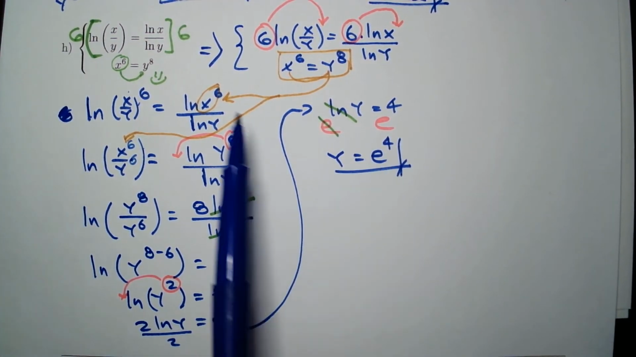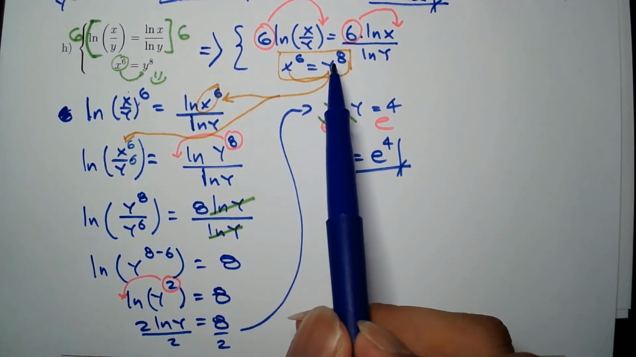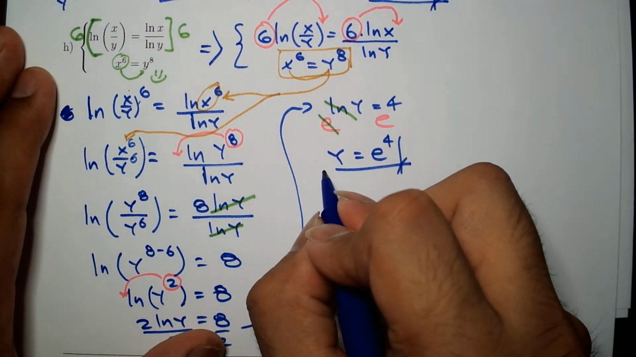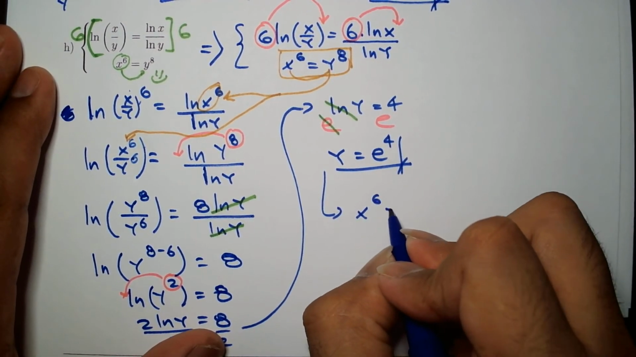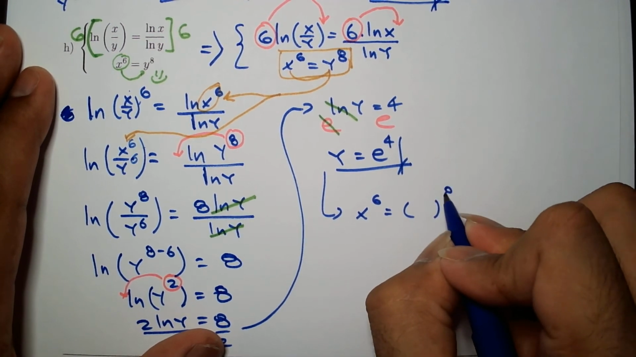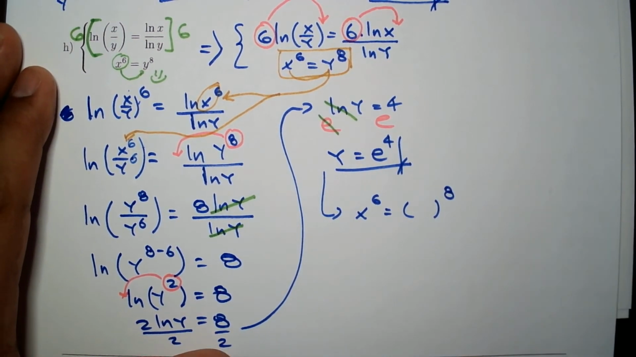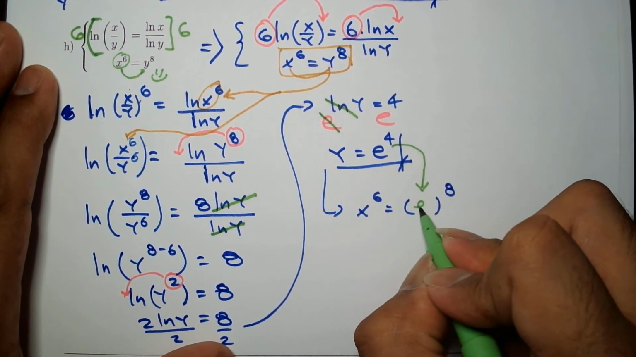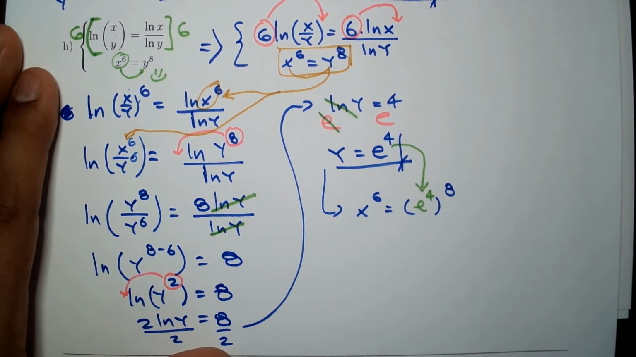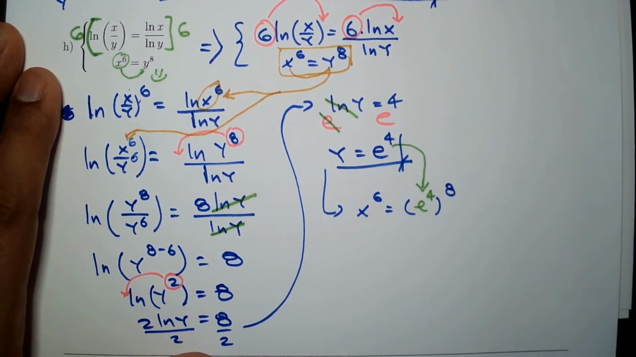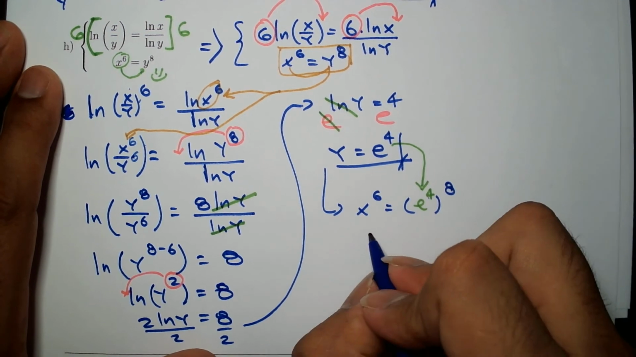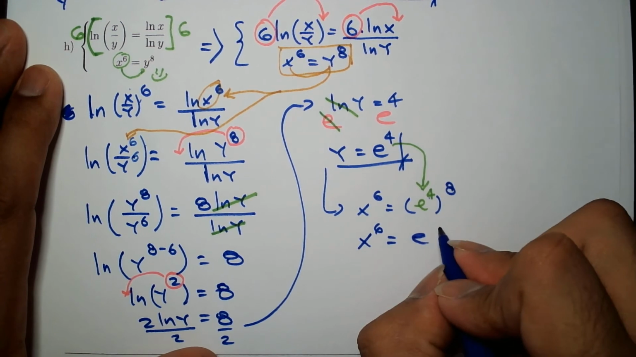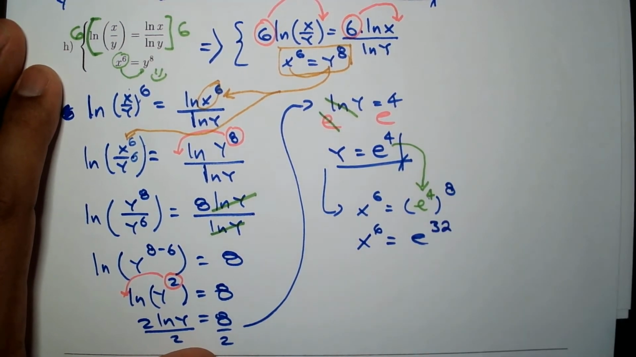In this case, we don't have to go to the logarithmic one. We can do it from x to the 6 equals y to the 8. So x to the 6th power equals y to the 8th power. Just back substitute over here, e to the 4th power. Then power of another power: x to the 6 equals e to the 32nd power.